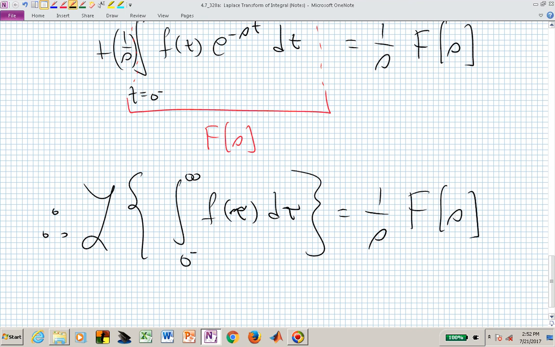is equal to 1 over s times F of s. And that will become useful when we start Laplace transforming dynamic relationships, and in particular when we start Laplace transforming integrals, we'll be able to put those into the frequency domain by simply dividing by s.